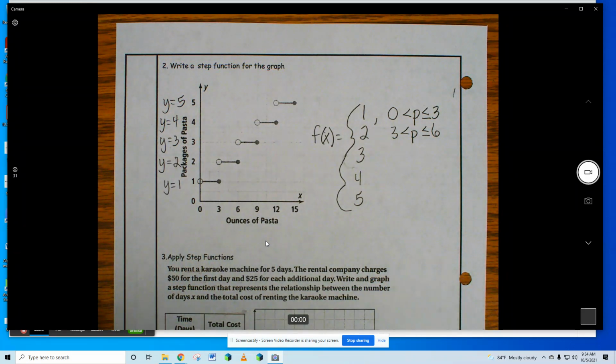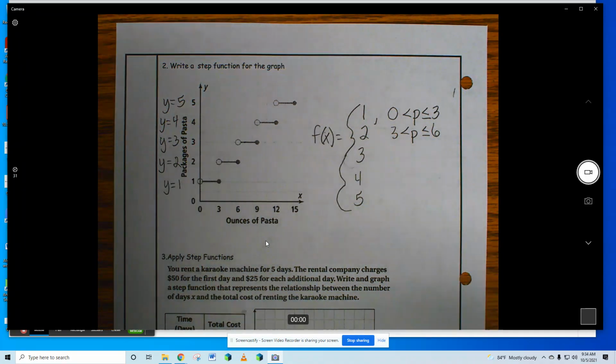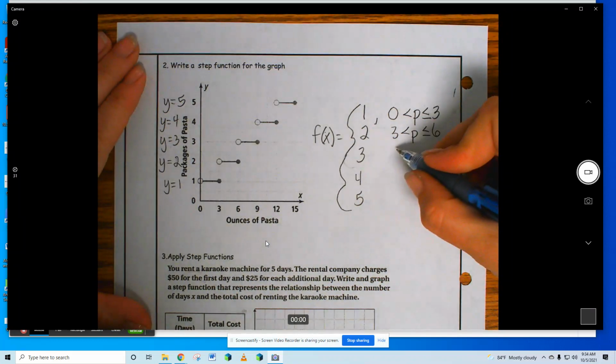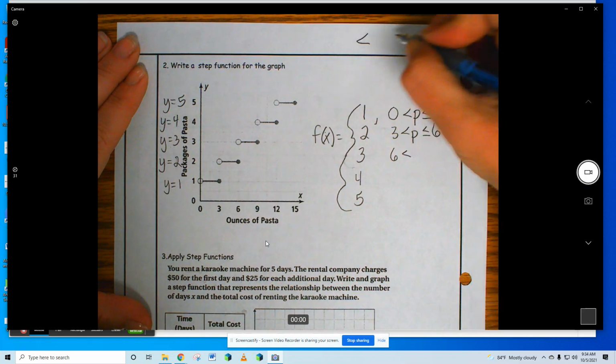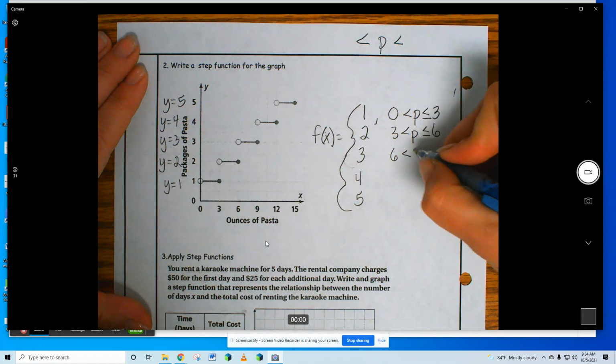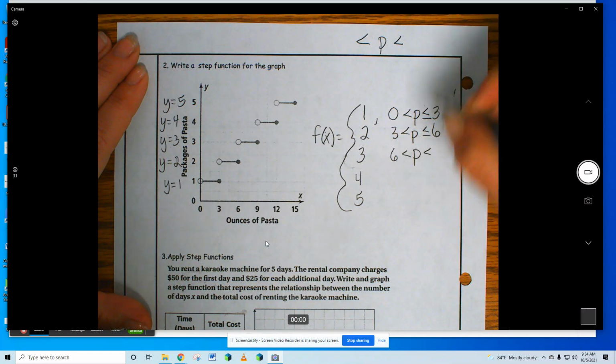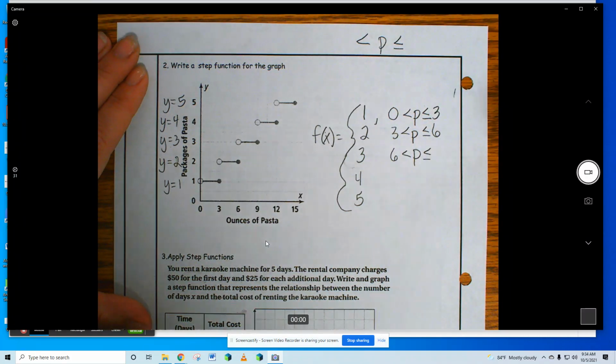Volunteer. Oh, yes, ma'am. Carla, go ahead. It's less than. It's always less than, less than. Less than or equal to. Not. It's in between 6 and 9. Good job. Perfect.